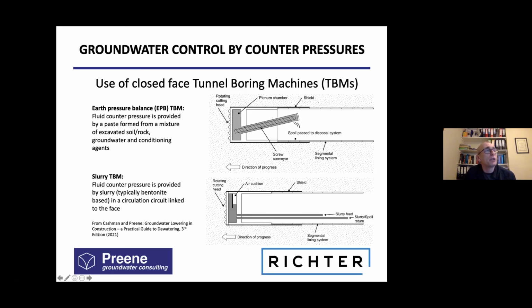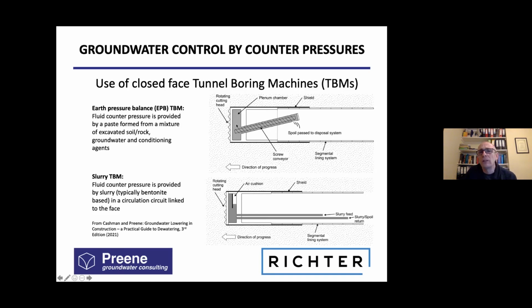The earth pressure balance machine effectively uses the fluid pressures from a paste that's formed from the cuttings, the soil or rock eroded by the cutting head, a paste formed from the cuttings, groundwater, and some conditioning agents, such as polymers or foams, are added. And the idea is we control this fluid in here, and there's what's known as a screw conveyor, and this screw conveyor is used to manipulate the pressure of this fluid to keep the groundwater out and to support the face.